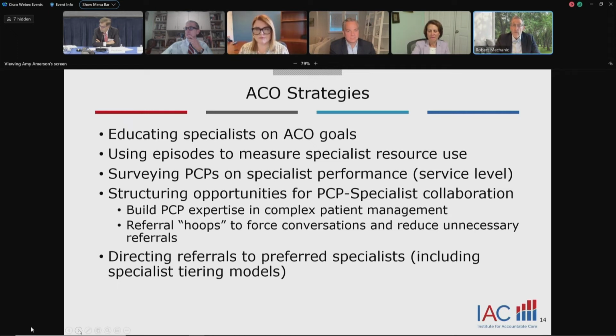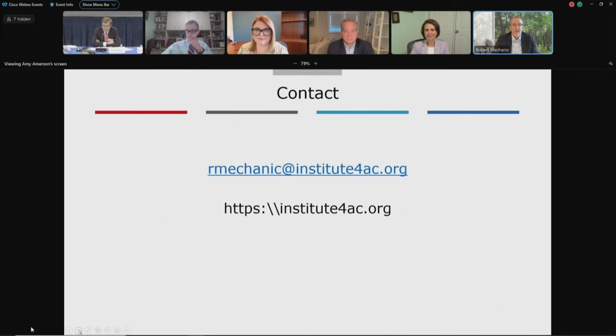Finally, directing referrals to preferred specialists, obviously for people who get most of their specialist care outside of their own physician network. This one is important, and more people are talking about specialist tiering models. But again, to do that, they need better data. They don't have all of the data, and so as a matter of policy, I think beginning to provide some of that data, as Nancy and Kate and others talked about, is going to be really important. So thank you, and I will conclude with that.